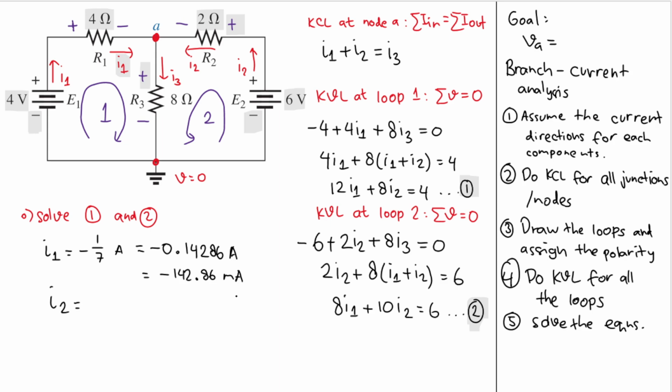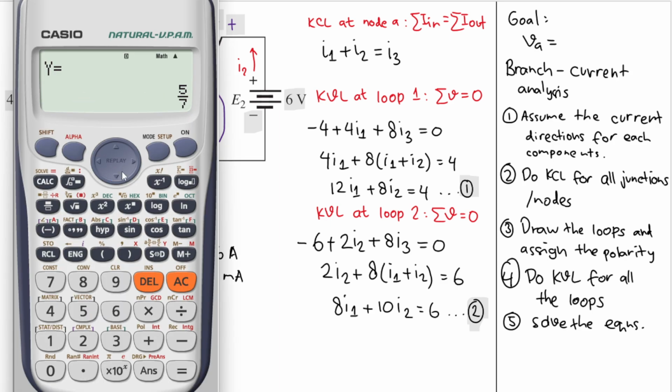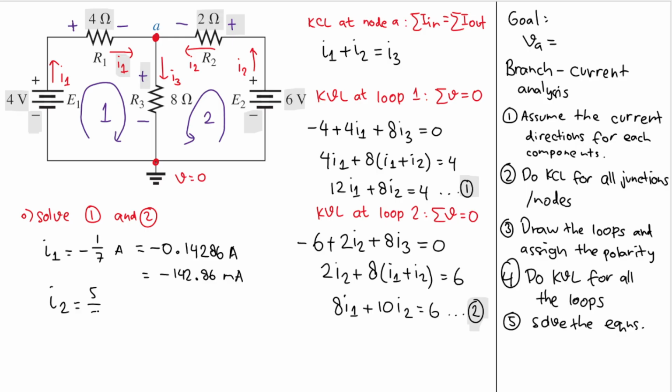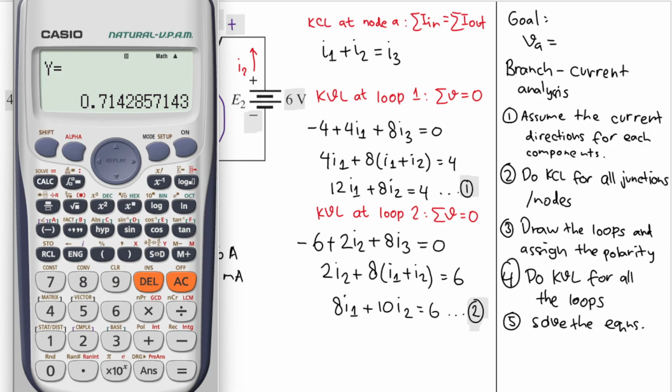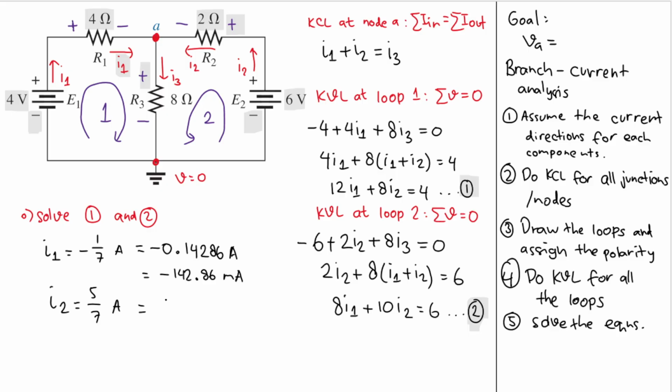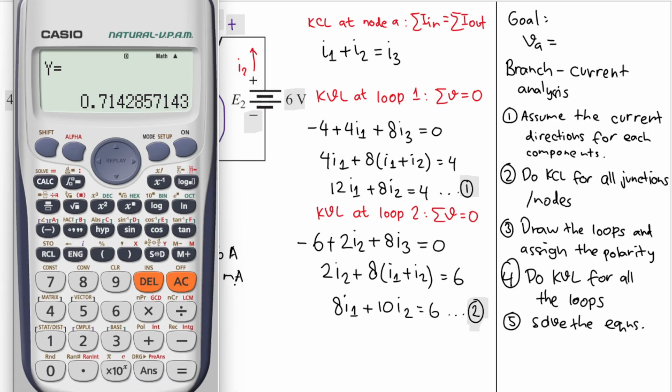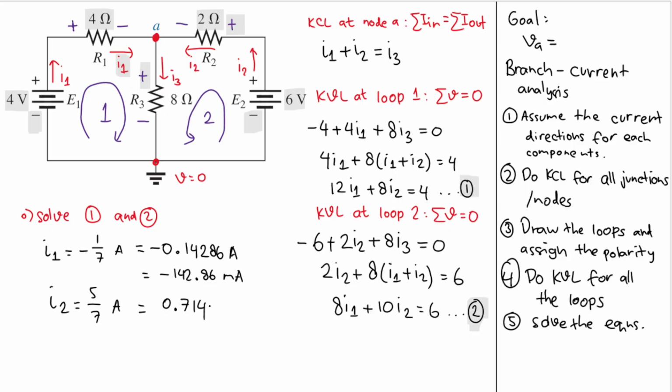Right? But then we can calculate I2 here, which is the Y value from the calculator, which is 5 over 7. Okay, so I have 5 over 7 ampere, and that value will be 0.714 and then 29 ampere. Or I can rewrite this as 714.29 milliampere.